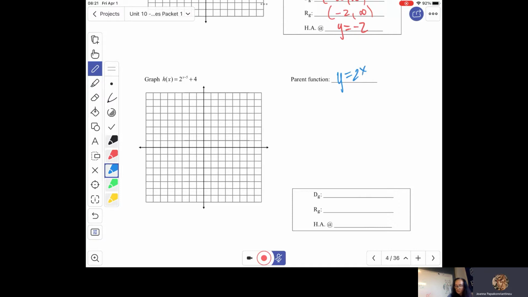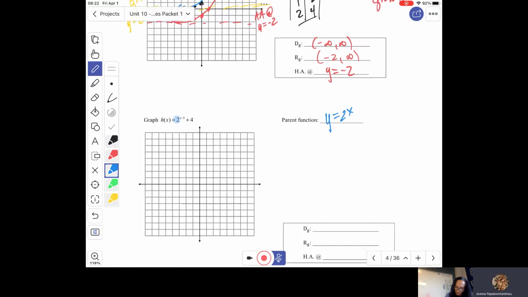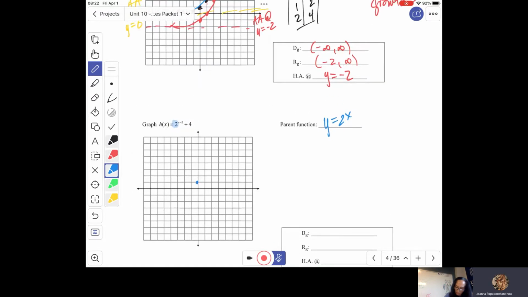Y equals 2 to the x. Please write it as an entire function, right? So that is my underlying parent function. I could plot that. Okay, let's go ahead. Why not? So I have 0, 1, 1, 2, 2, 1, 2, 3, 4, half. There's my parent.